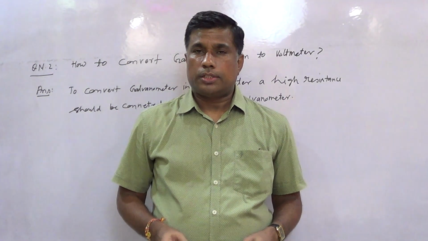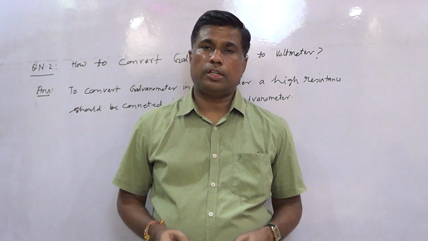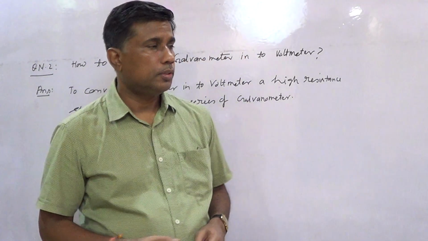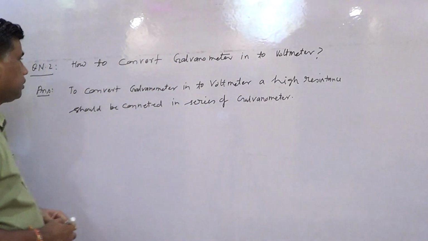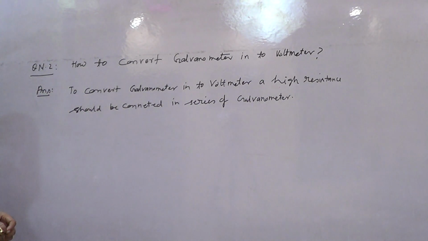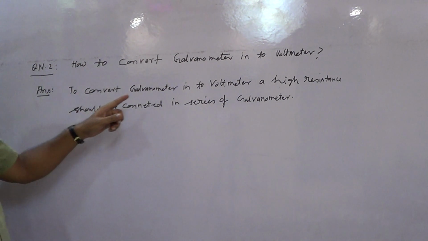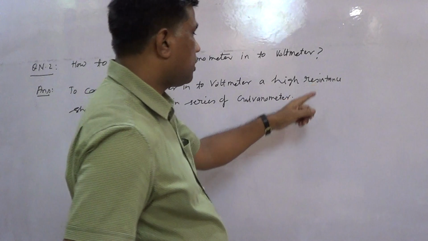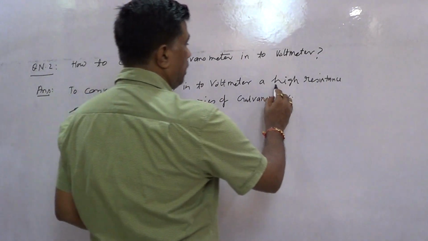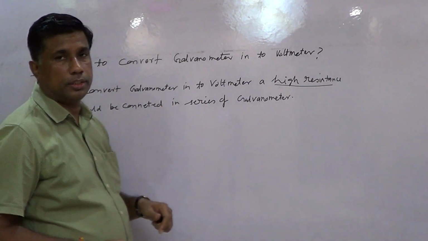Now I am going to discuss one more topic, how to convert galvanometer into voltmeter. The question I have written on the board, you can write it. The answer is also written: to convert galvanometer into voltmeter, a high resistance should be connected in series of galvanometer.